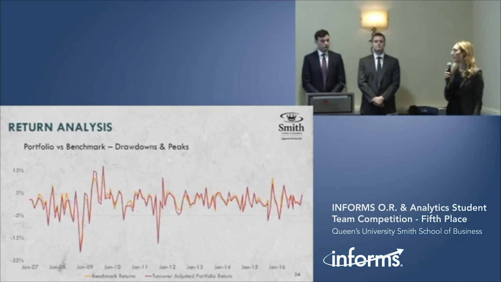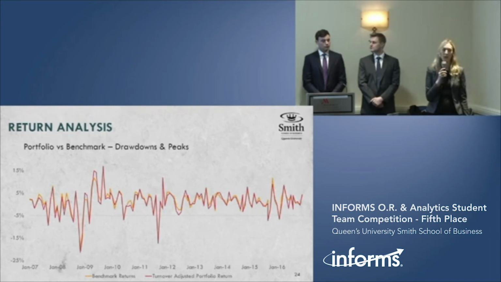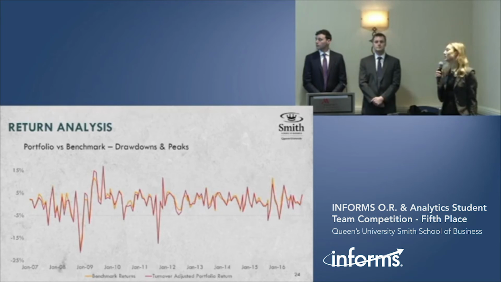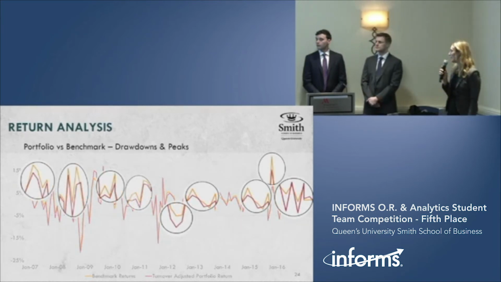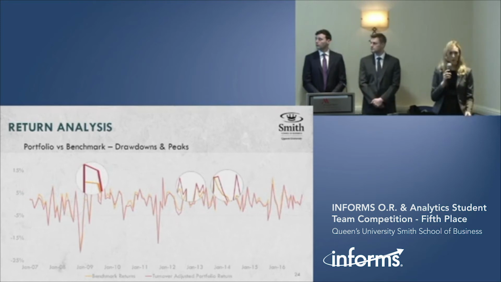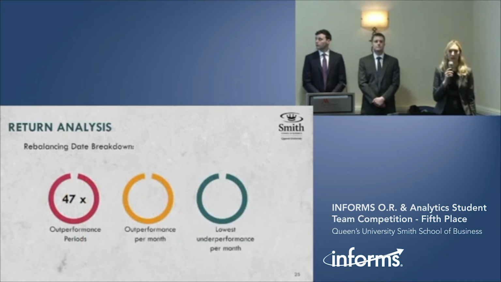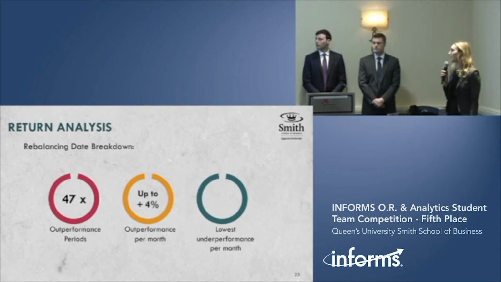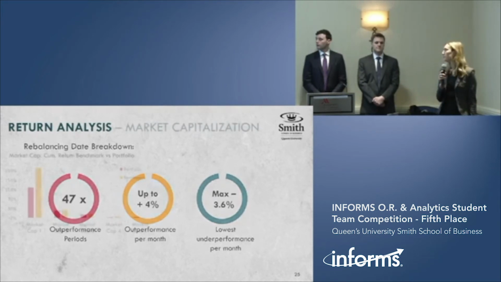We also plotted the monthly portfolio returns against the monthly benchmark returns, and as you can see here, we followed the benchmark return very, very closely with a tracking error of only 4.9%. When it comes to peaks and drawdowns, we seem to not perform as well as the benchmark. However, there are periods where we do outperform the benchmark. We outperformed the benchmark exactly 47 times during the 10-year period, while the highest outperformance is up to 4% per month, while we only underperform the benchmark by up to 3.6% per month.